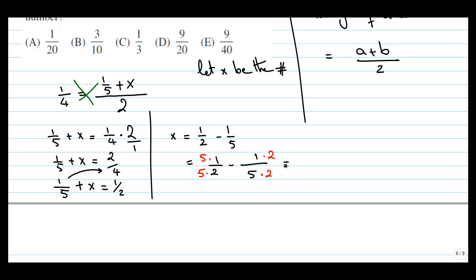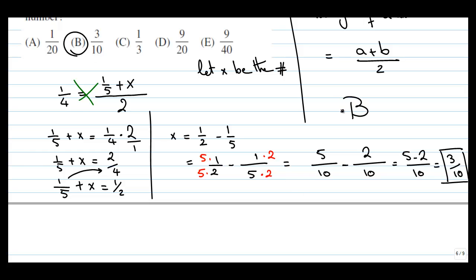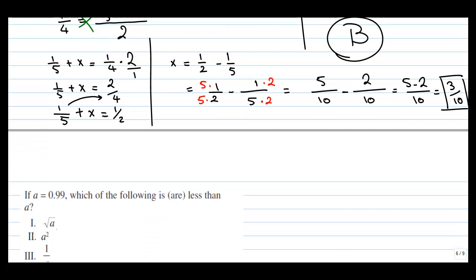Why do we do this? Because we want the same denominator. It's clear now that we have 10 and 10 here. This is called a common denominator. And here we have 5 and 2, with a minus between them. Now that you have the same denominator, just subtract the numerators, and the answer would be 3/10. Now, do we have this answer? Yes, right there, B. So the answer is B. It was easy. All right, let's move on to the next one.